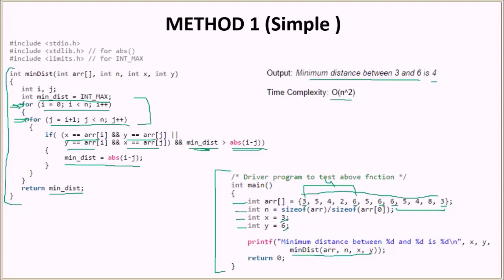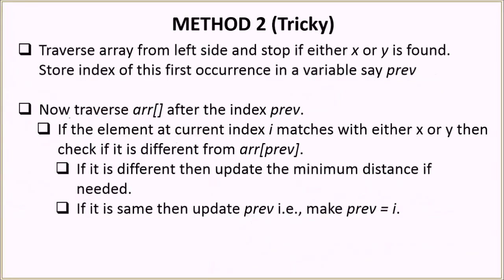So the question is, can we do better? Yes, we can do better. So let's have a method 2, which is a little bit tricky, but it will improve upon the time complexity. So we traverse the array from the left side and stop if either x or y is found. This is the first step of this algorithm, and then we'll have the second step.